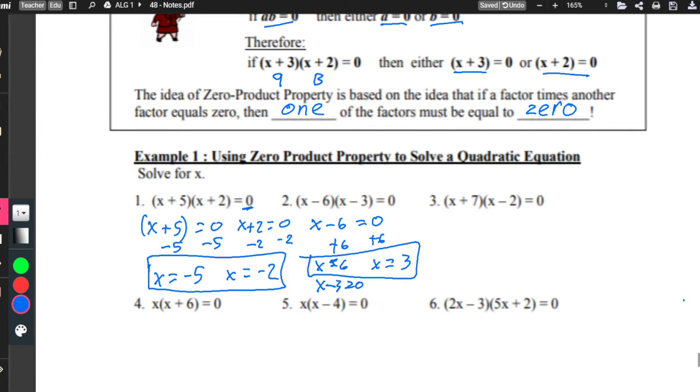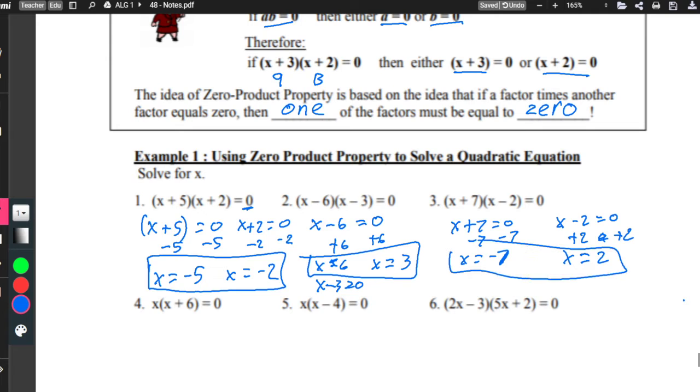So it's the same thing for this next one. We'll have x plus 7 equals 0. Subtract 7 from both sides: x equals negative 7. x minus 2 equals 0, and we add 2 to both sides. x equals 2. So that's our solution, they're zeros. If x doesn't have anything added to it, we have a solution of x equals 0, because that's our first factor. And then we have x plus 6 equals 0. So that means x equals 0 and negative 6.